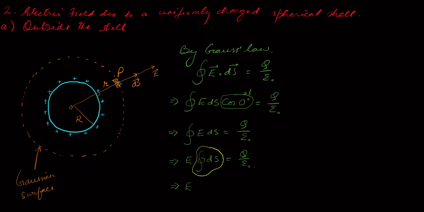Imagine a ball, and you're taking a small surface on the ball. When you integrate that surface, you will get the entire surface of the sphere. And the surface area of the sphere, from your mensuration, is 4 pi times the radius squared, small r squared. So this will be E into 4 pi r squared equals q by epsilon naught.